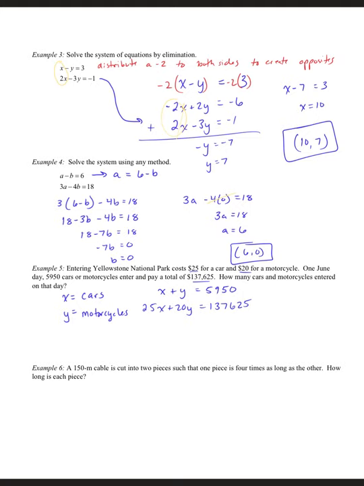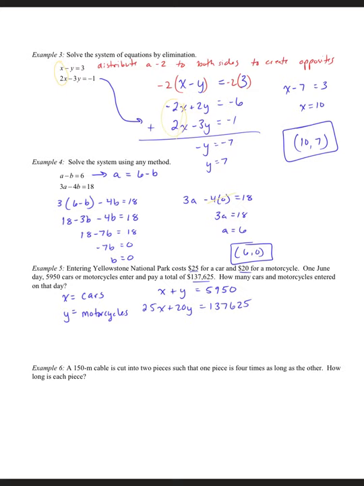Okay, if we know that when you add up the cars and motorcycles together, 5,950 vehicles entered, so we just want to take x plus y equals 5,950. Then we have to look at the dollar amounts for all of these. It's 25 for a car, so 25x, 20 for a motorcycle, so 20y, equals the total amount of money.